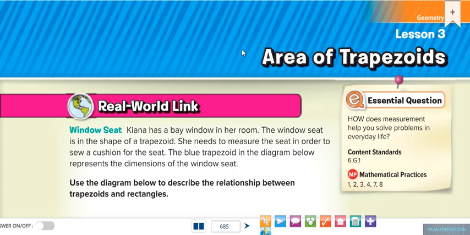Be ready everyone with your books and pens or pencils. Open on page 685. We will continue studying area, chapter 9, lesson number 3, area of trapezoids. What are the trapezoids? And how can we find their area?